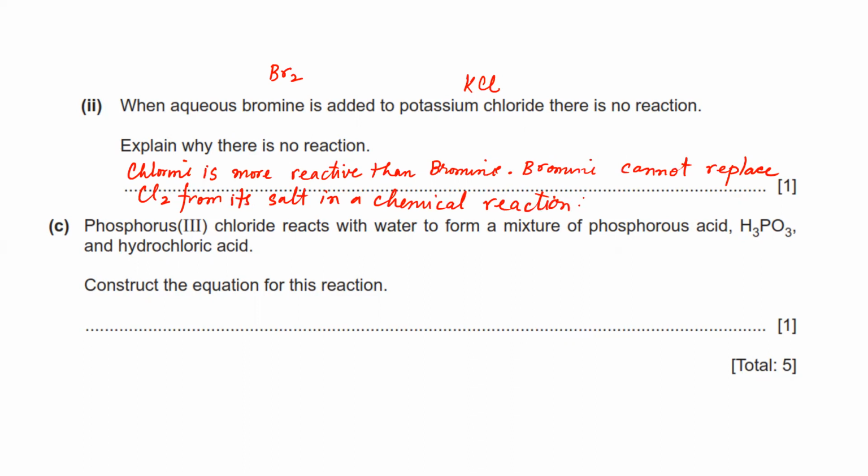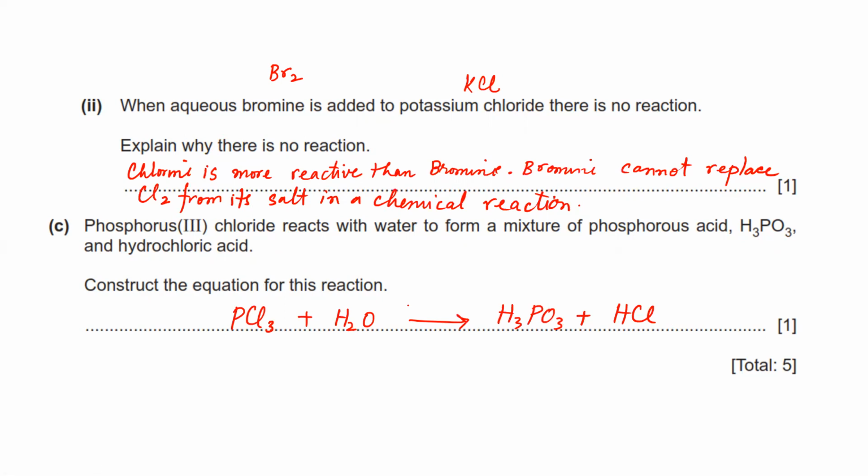Okay, this is very simple. Then phosphorus trichloride, PCl3, reacts with water to form a mixture of phosphorous acid, H3PO3, and hydrochloric acid. Construct the equation. So remember, PCl3 reacts with water, so I just add H2O. The products are all given to you: H3PO3 plus HCl, hydrochloric acid.